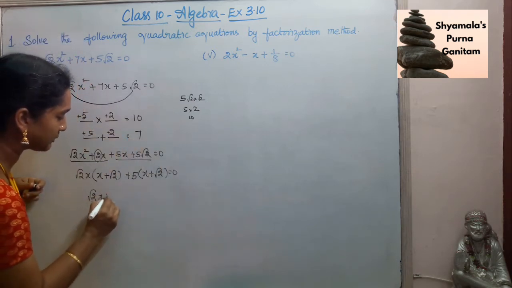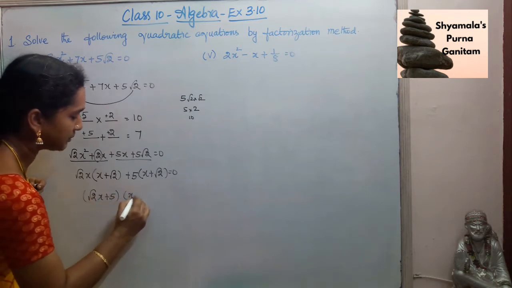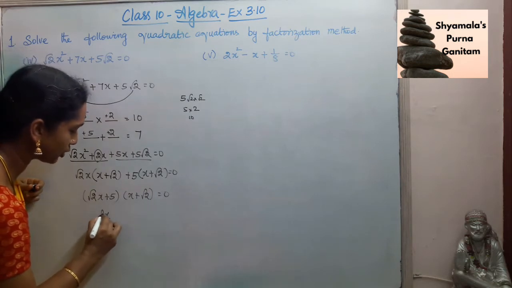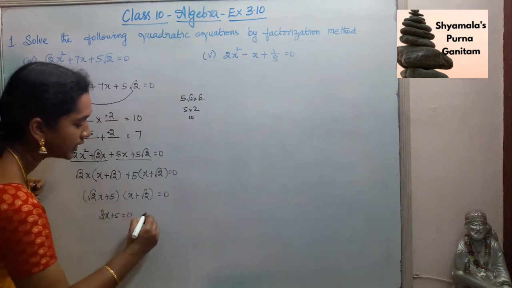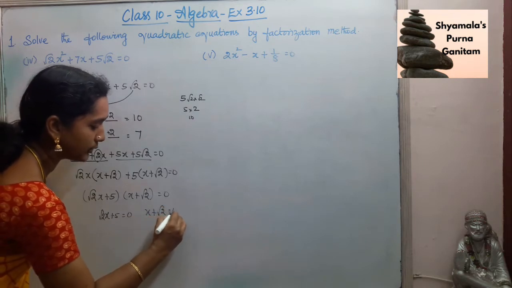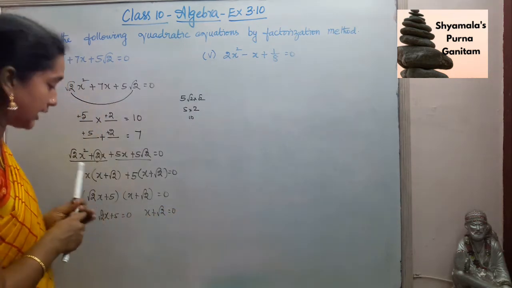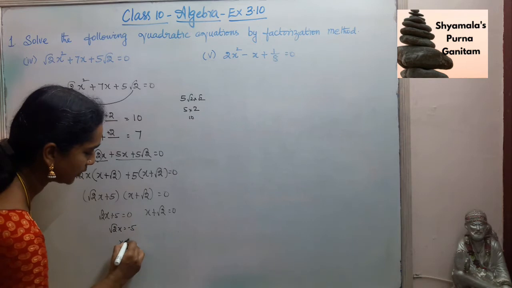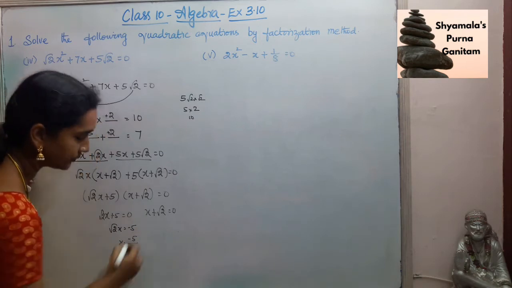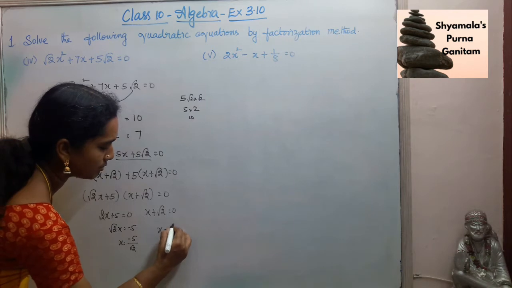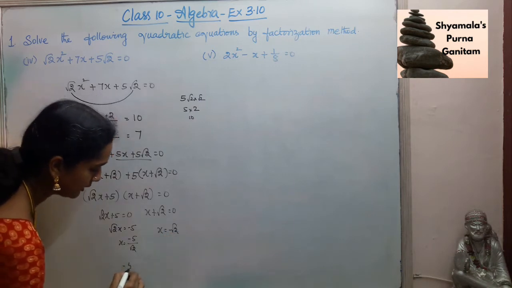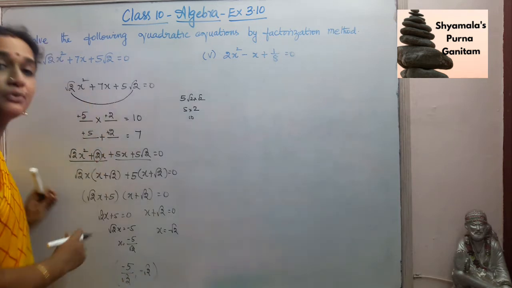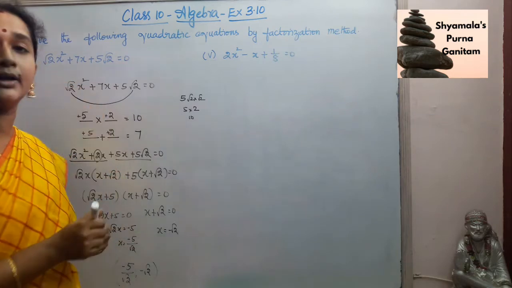So root 2x plus 5 and x plus root 2 are the factors. So we get root 2x plus 5 is equal to 0 and x plus root 2 is equal to 0. So root 2x is equal to minus 5, x is equal to minus 5 by root 2. Then on the other side, x is equal to minus root 2. So the roots are minus 5 by root 2 and minus root 2. These are the solutions for the given quadratic equation.